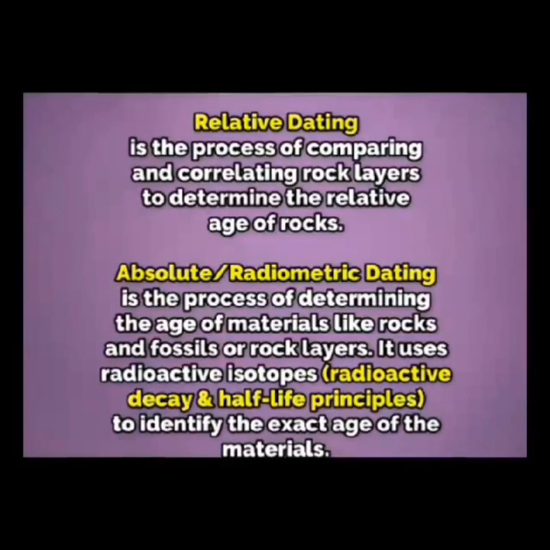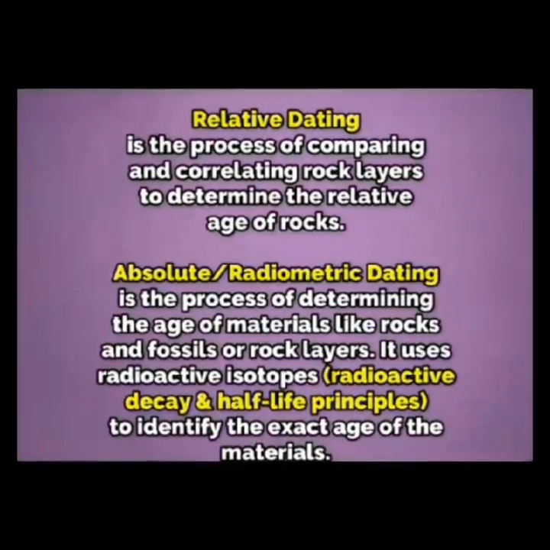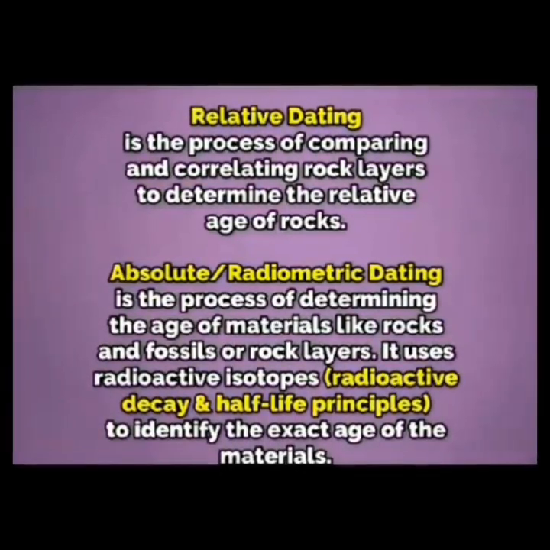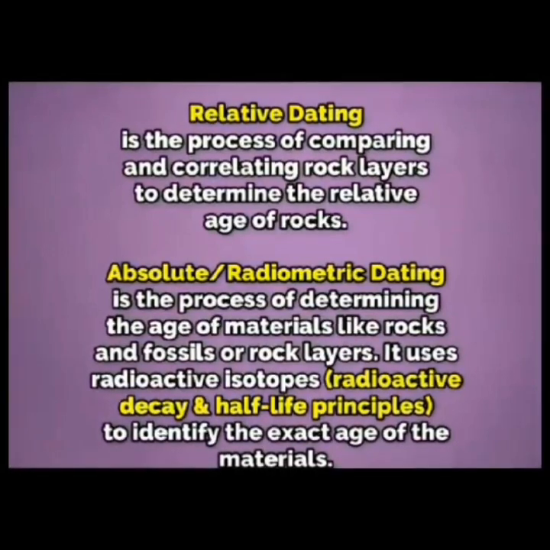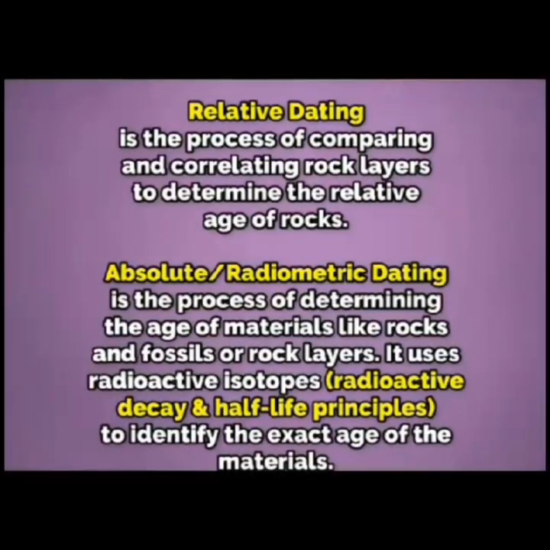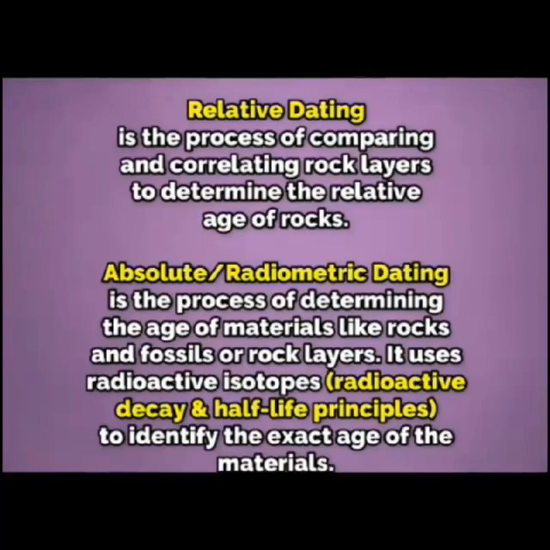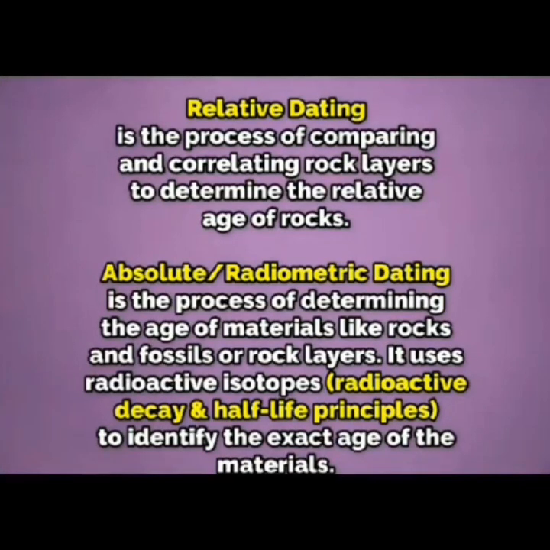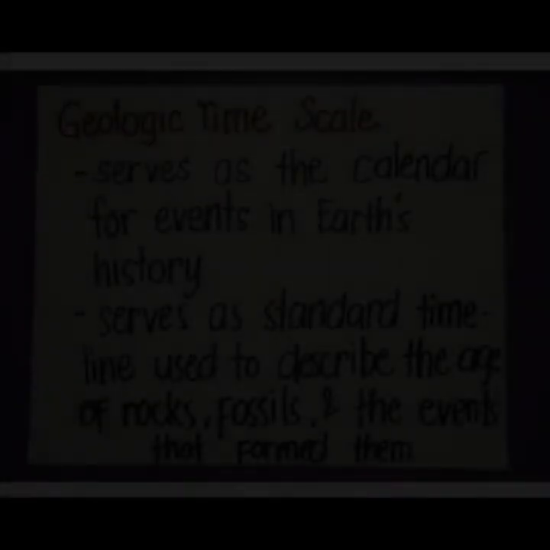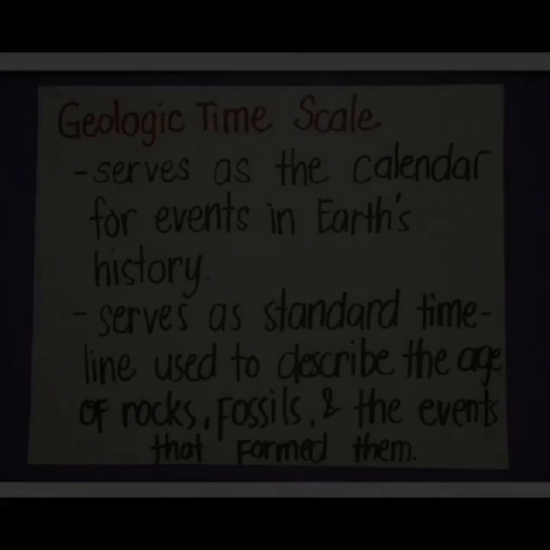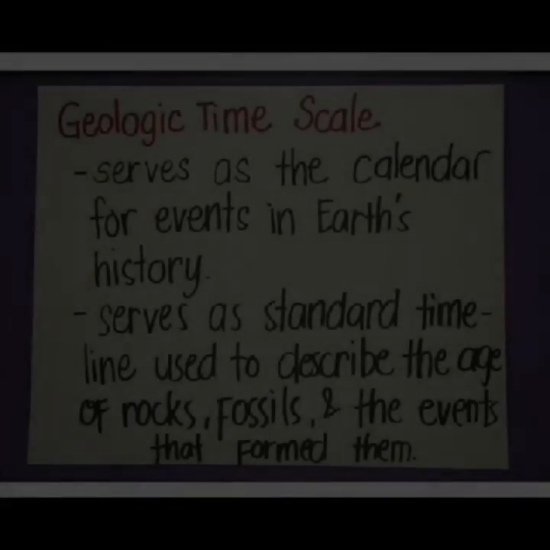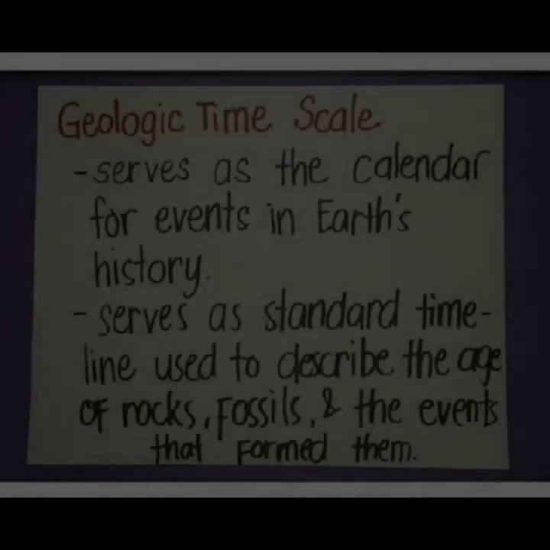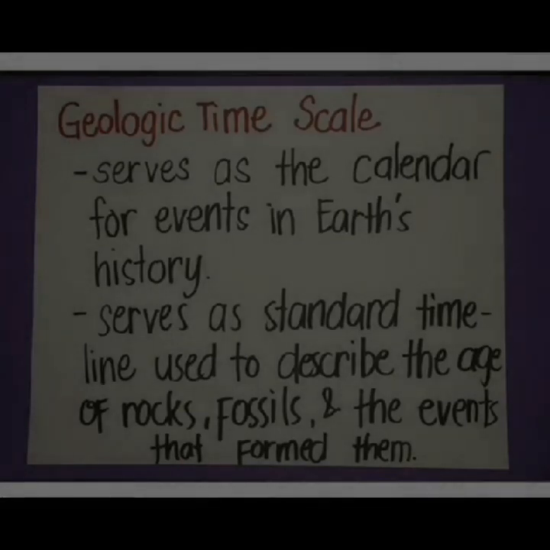Last meeting, we talked about absolute and relative dating. This mechanism na ito ay ginagamit para maintindihan ang historical background ng ating planeta, to determine kung ano-anong pangyayari na naganap using the layers of the rocks and sediments in our planet. So my definition, the geologic time scale serves as the calendar of events in Earth's history. So ito yung ginagamit ng mga geologists to really understand the happenings and events na nangyari sa ating planeta.